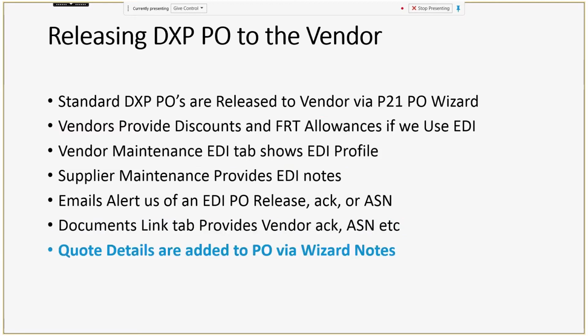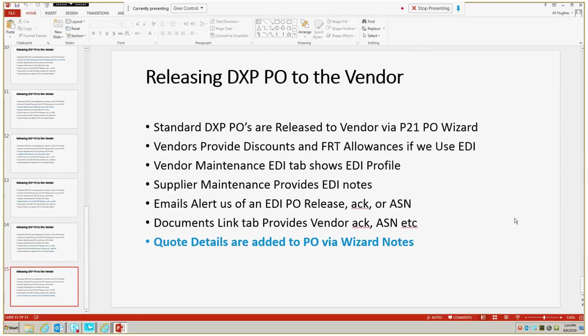And there's also a place in the PO wizard where you can put details about quote information that you want to send with that PO. So what we're going to do is we're going to go ahead and go into the Operational Excellence portal now.